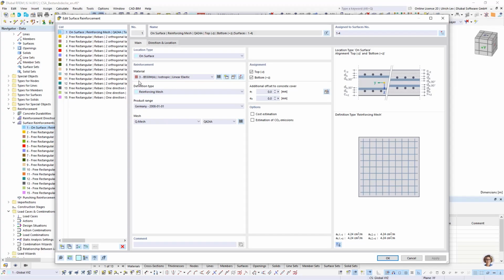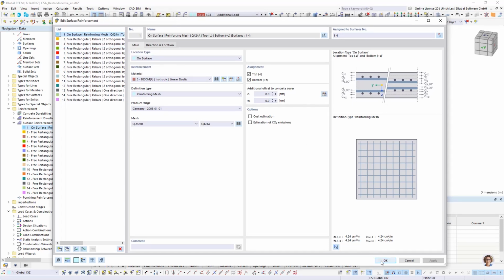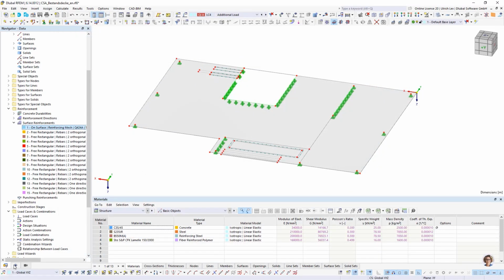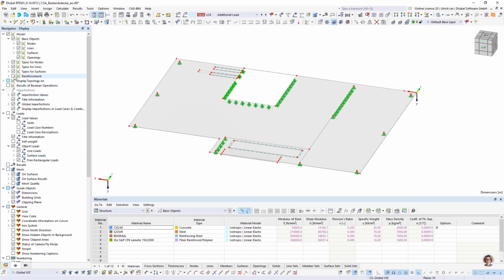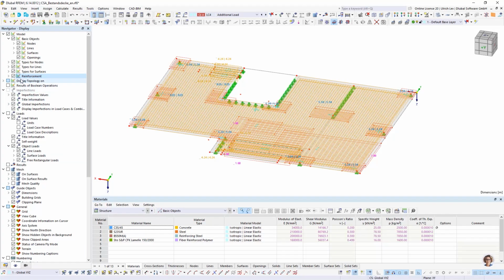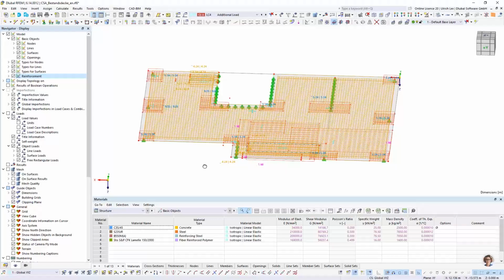It's a mesh Q424, maybe in top and bottom side, and additionally some free reinforcement in the other places. We can also show this reinforcement when we check on the part.